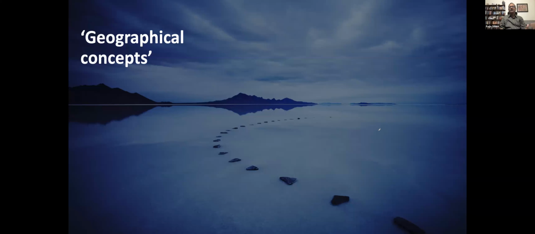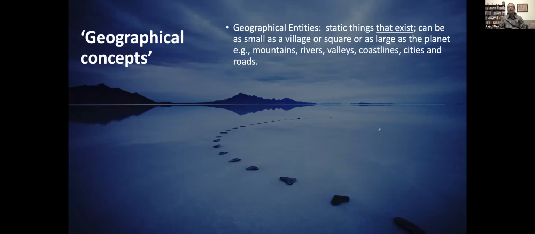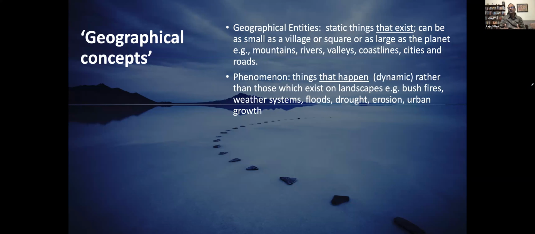So let's look at what are the geographical concepts we are dealing with in a GIS. Number one, we call something geographical entities. These are the static things which exist. These are like, for example, a small village or a square, or as large as the planet, like mountain, river, valley, coastline, etc. These are the static geographical entities on the planet. Okay. Then we call something phenomena, which are things that happen. These are dynamic phenomena. For example, fires, weather information, floods, drought, erosion, urban growth.